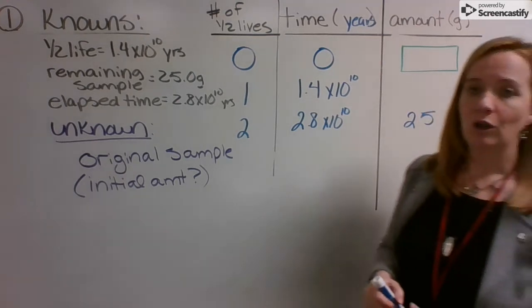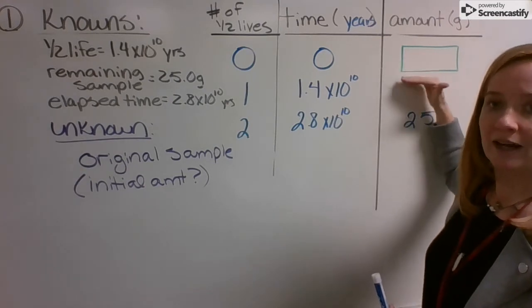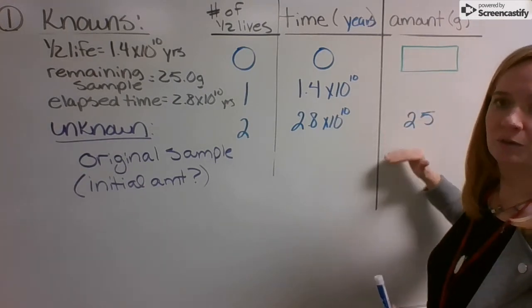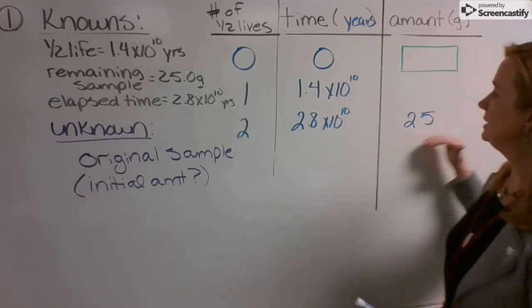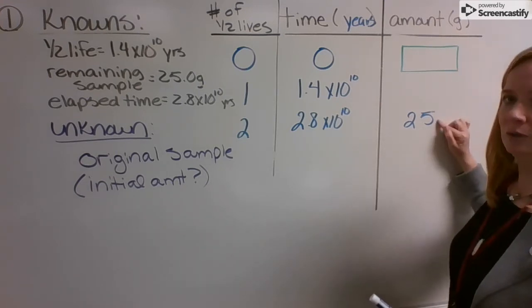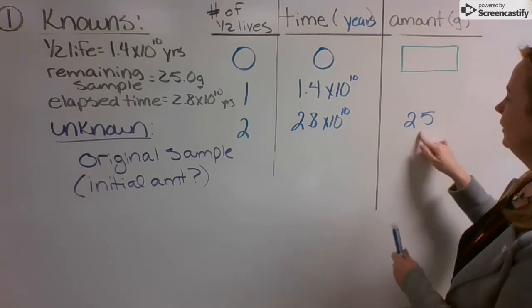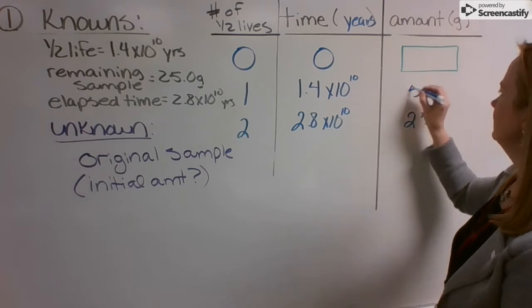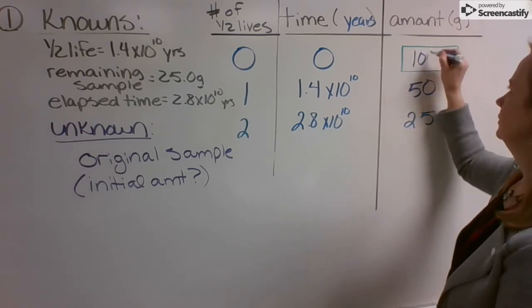Now, if you recall in our earlier videos, we went from our initial sample and divided by 2 until we got to the remaining sample. Well, we're working backwards this time. So you can simply multiply by 2 until you get back up to your original sample. So 25 times 2 is 50. 50 times 2 is 100.